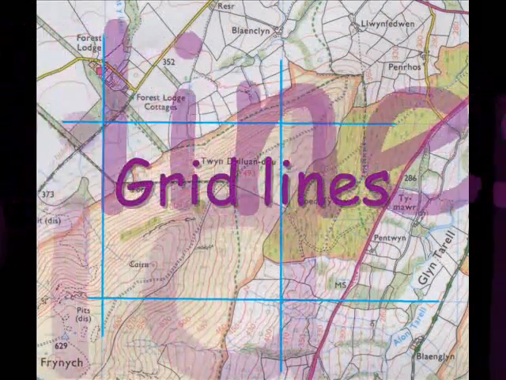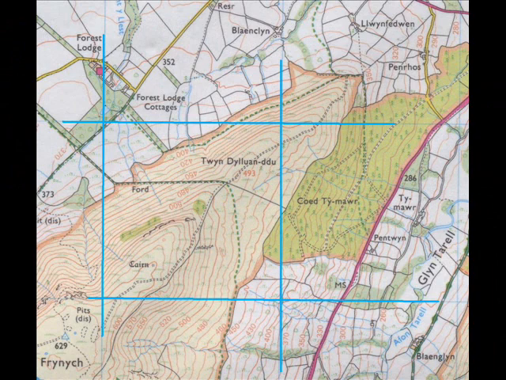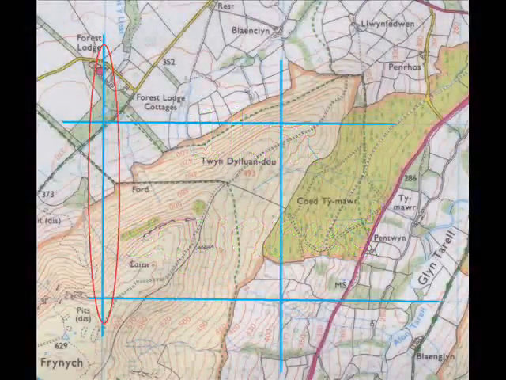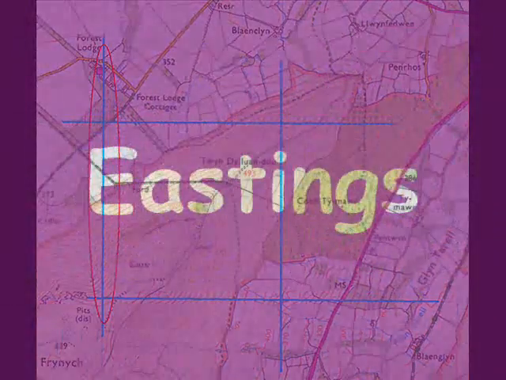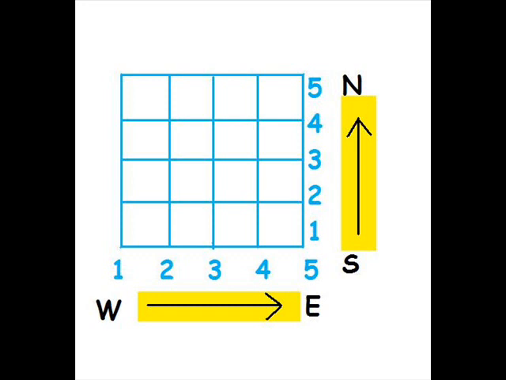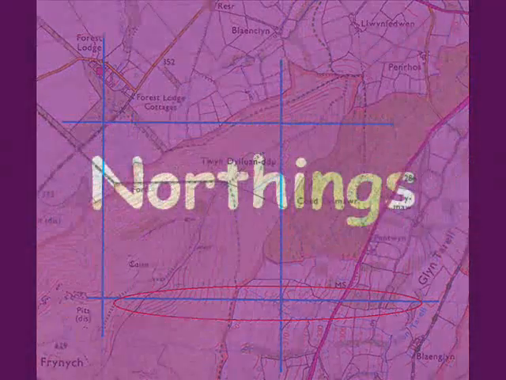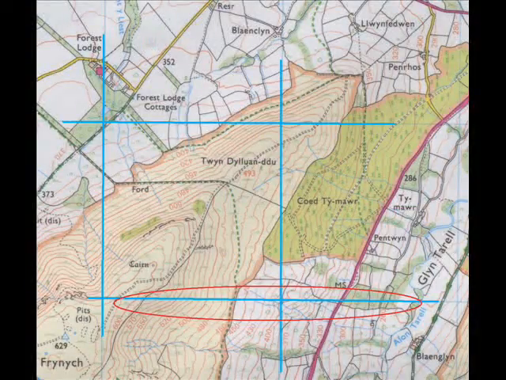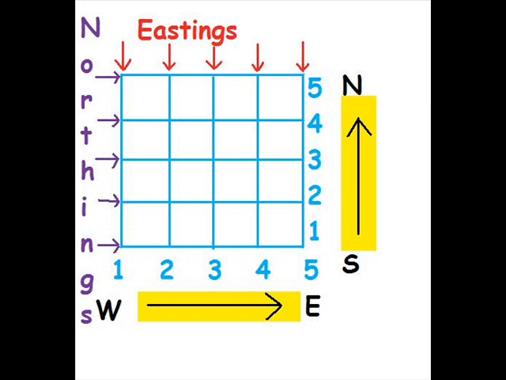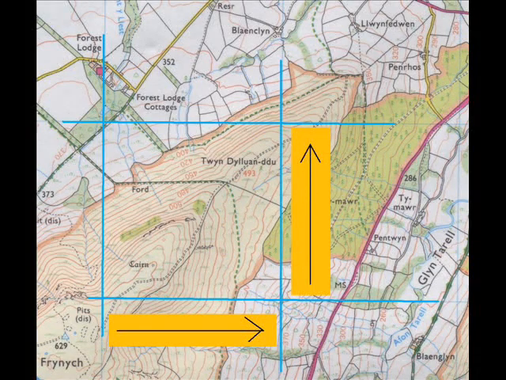The blue grid lines on a map are used to create a grid reference. Each square on the map represents 1 kilometre squared. The lines running from the top to the bottom of the map are known as eastings, as they measure distance of the land from west to east. The lines running from the left to the right of the map are known as northings, and they measure distance of the land from south to north. When generating a grid reference, you use the eastings, then the northings. An easy way to remember this is along the corridor and up the stairs.